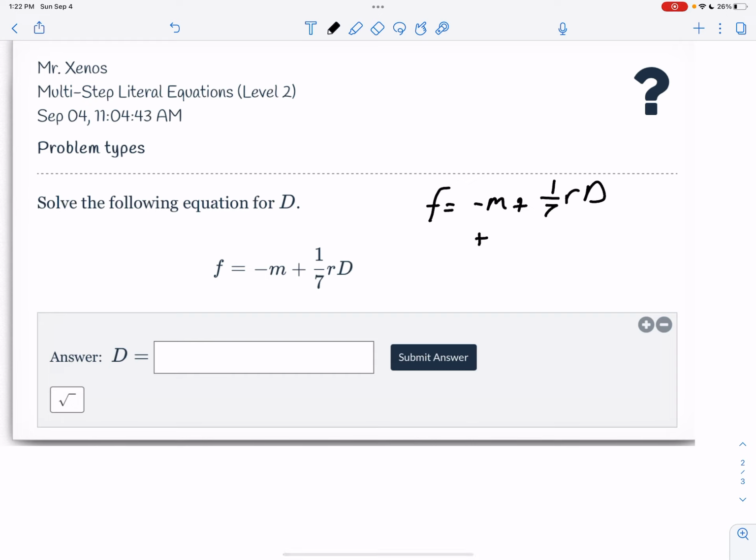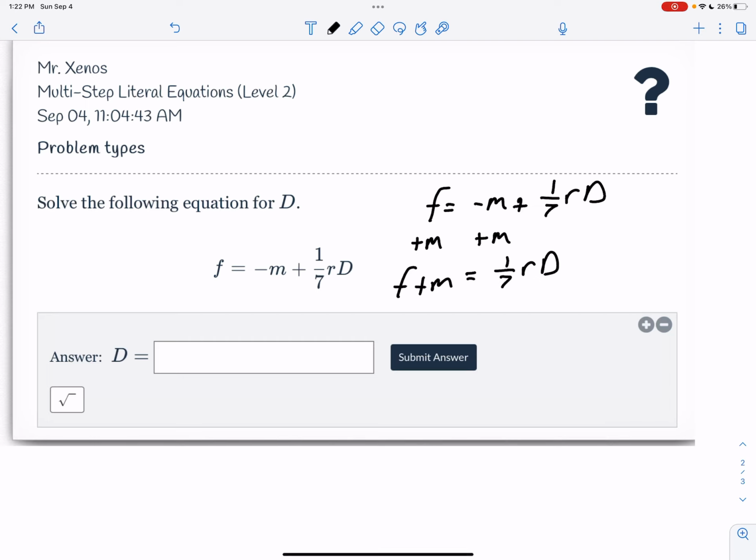So let's try adding this m to both sides. So on the left side I have f plus m. That's it. They don't combine. They're not the same unknown quantity to the same power. No, not the same factors. Negative m plus m is 0. So I get just 1/7 rd.